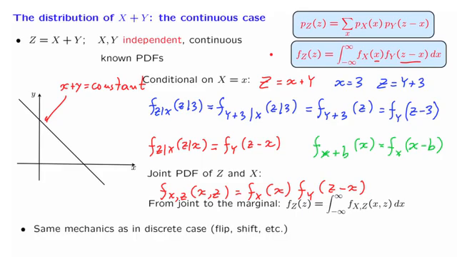In terms of the mechanics of carrying out the calculation of the convolution, the mechanics are exactly the same as in the discrete case. If you want to solve a problem graphically, what you will do is to take the PDF of y, flip it horizontally, and then shift it by an amount of little z, cross multiply terms and integrate them out.